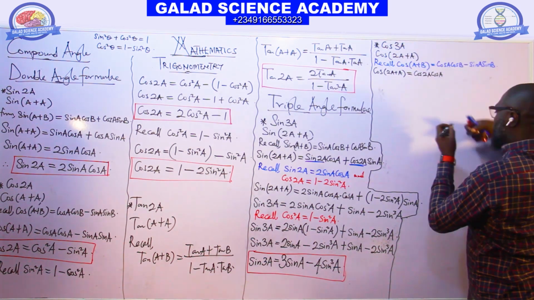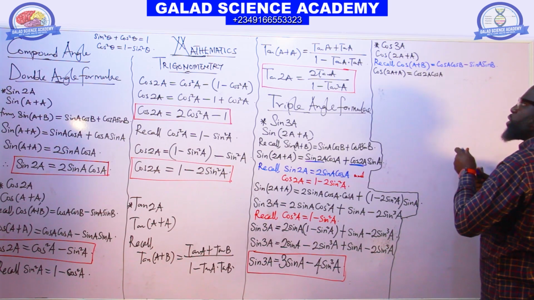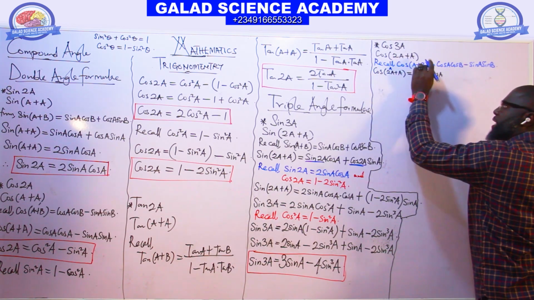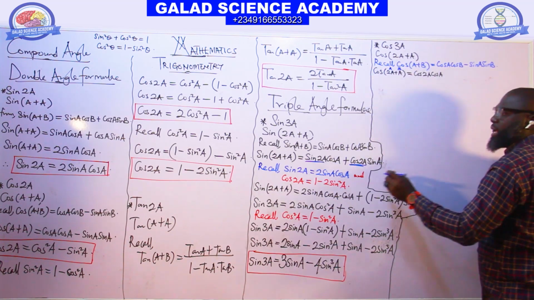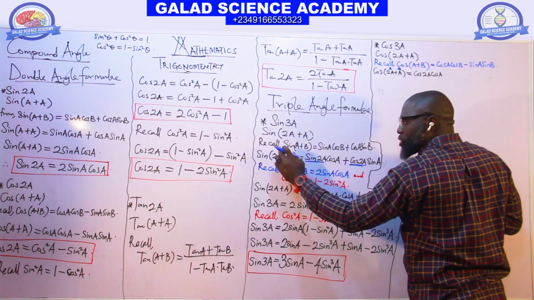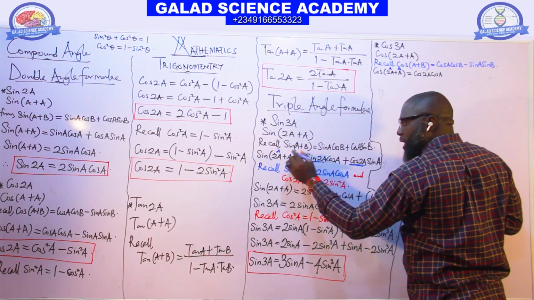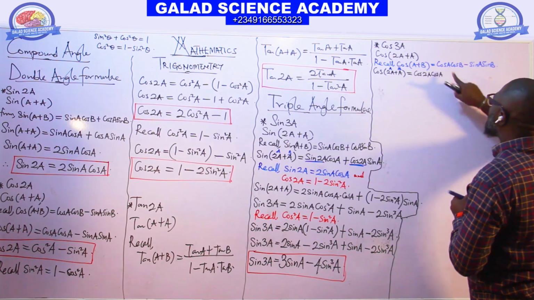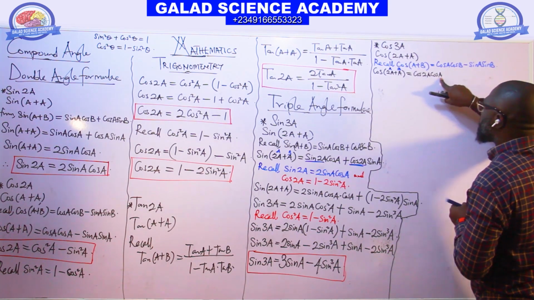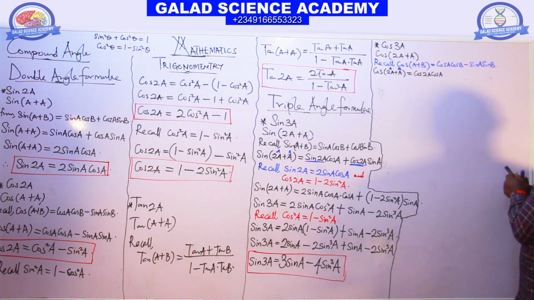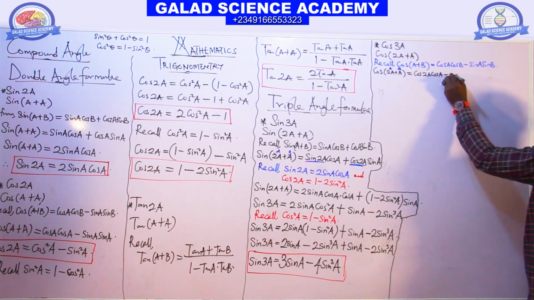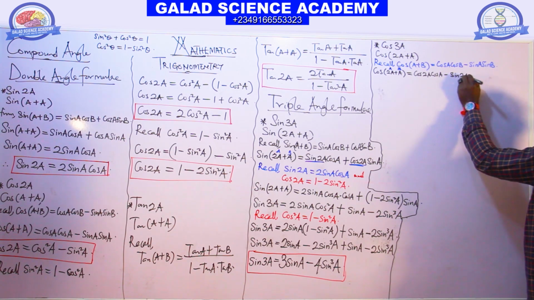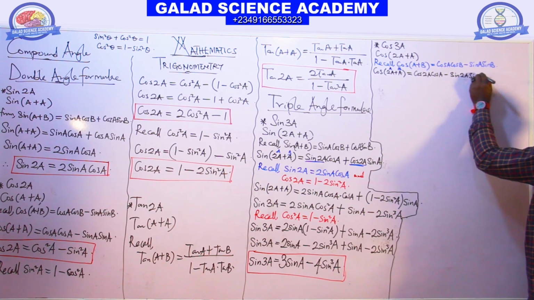Yes now. Don't forget, this 2A here represents our A, and this A here represents our B, like what we did here. This 2A represents A, this A represents B. So anytime, anywhere you see A here, you put 2A, and you see B here, you put A. So minus sine of 2A, sine of A.